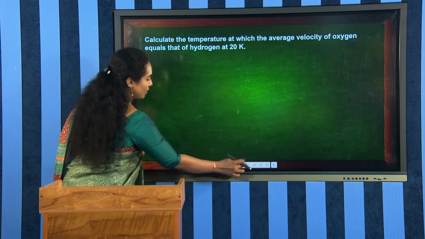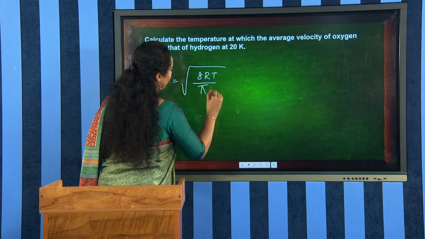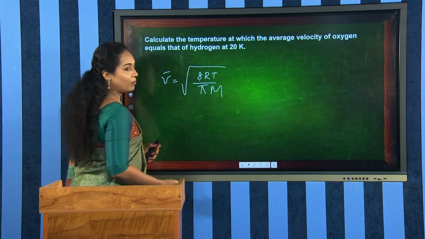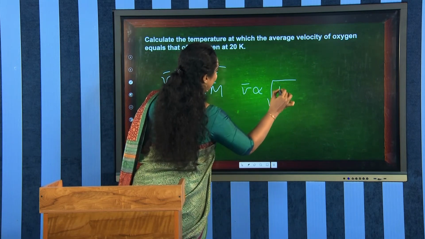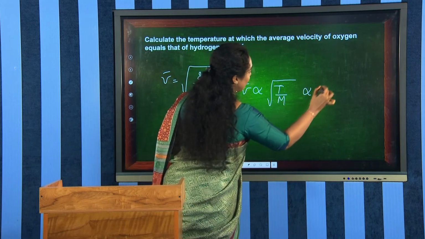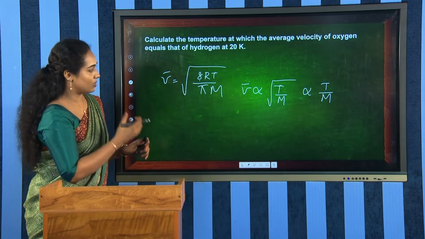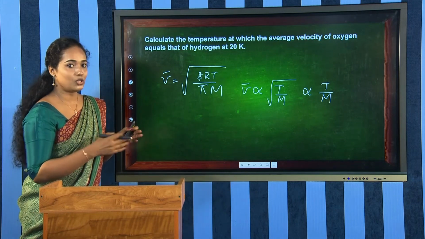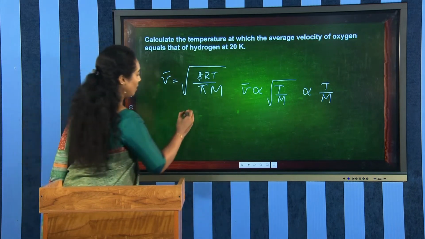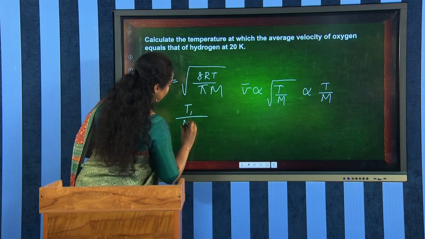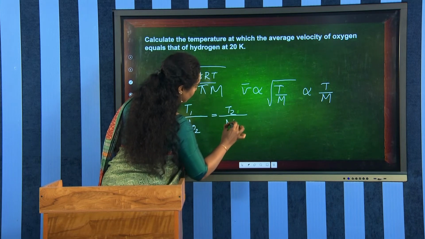We know that the average velocity, mu bar, is equal to root of 8RT by pi m. Since 8, R and pi are constants, I can write mu bar as directly proportional to root of T by m. So, now I am relating the temperature and masses of oxygen and hydrogen to find the temperature where the oxygen average velocity equals that of hydrogen. That is, T1 by mass of oxygen is equal to T2 by mass of hydrogen.